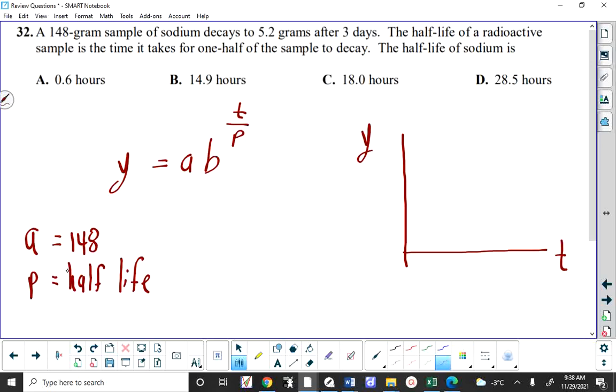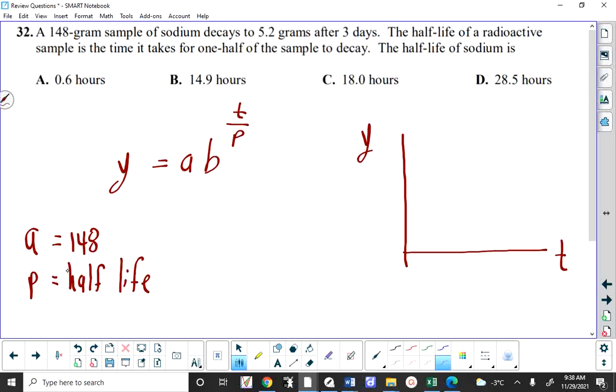Did anybody do this question and get the wrong answer, but you got an answer that was there? I know at least one person did because we talked about it. And I'm pretty sure I know what happened here, but P is the half-life. P is what we're after. The question is, what's the half-life?